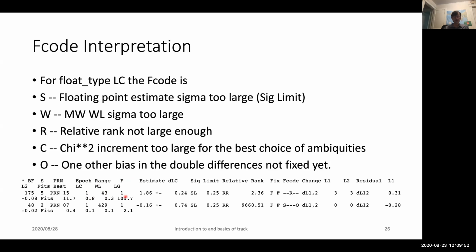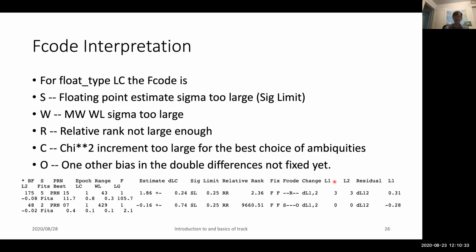It is currently a floating point bias, and here is the estimate of the ionospheric free combination of the bias, 1.86 cycles, plus or minus 0.24 cycles. And then the signal limit, which is this L requirement at this point, is 0.25 cycles. So this would be resolvable to an integer because it is less than the standard deviation. But the relative rank on this one is only 2.36, which means that it is not well enough separated from its next best choice for it to be resolved. So its fixed status is false. And again, with only 43 epochs of data, that's not surprising.